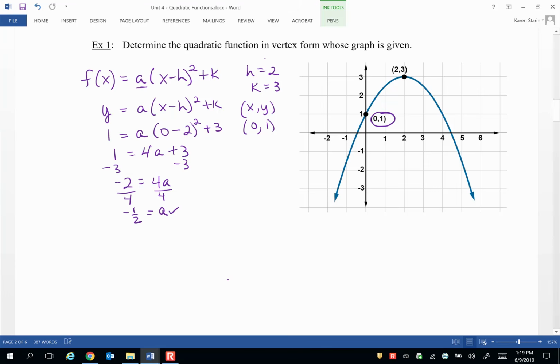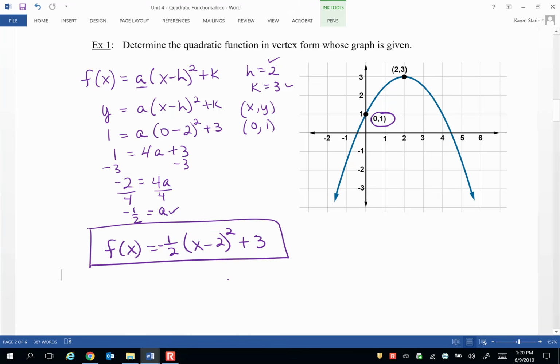Now I have a, I have h, I have k. Now I can go back and write the general vertex form for this graph. So go back to function notation. F of x would be, well, I have a value for a now, negative 1/2. I replace h with the number that is the x-coordinate of the vertex. Make sure you square that binomial. And then I'm going to add k. So this is the equation of this quadratic function in vertex form.